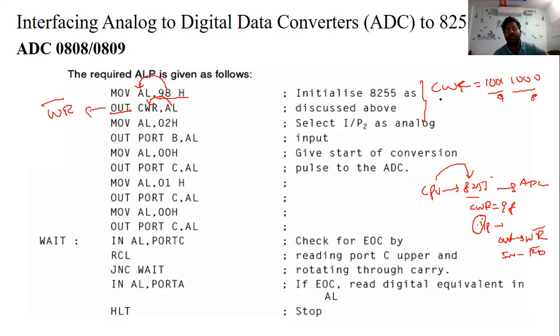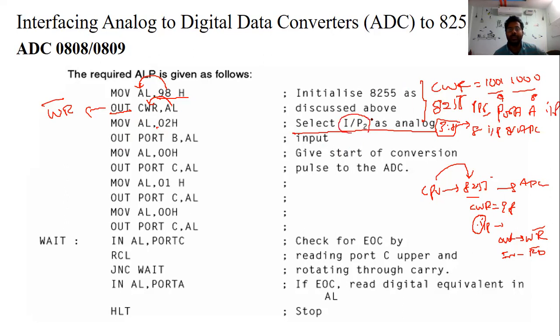By this one, the 8255 PPI now has port A as the input port for this converter. So you can initialize CWR as 98H. Then after that you can take 02H, to select any one of the 8 inputs of the ADC. You know that this is 3:8. You can select any one of the inputs, that may be of the IP2 series.